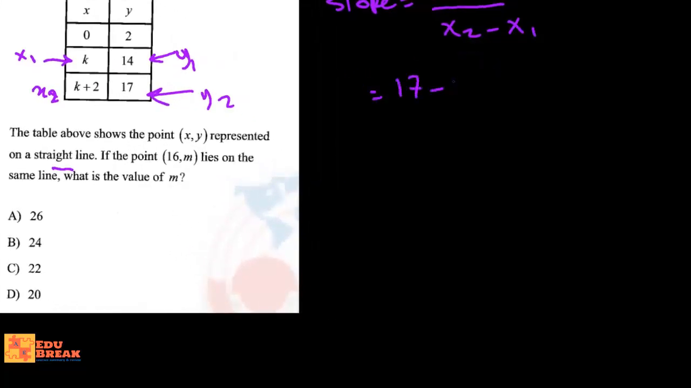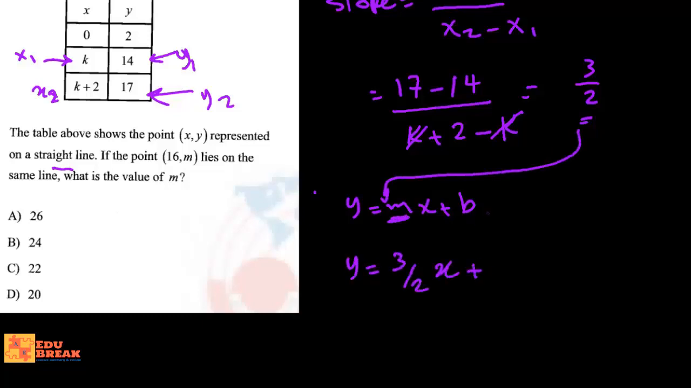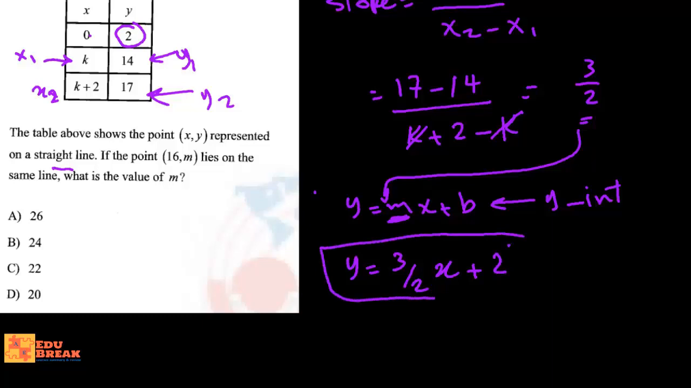So it will be 17 minus 14 over x2, which equals k plus 2, minus x1, which equals k, cancel. So it will be 17 minus 14 over 2, equals 3 over 2. So we have the slope equals 3 over 2. Okay? You know that from the equation of the straight line, y equals mx plus b, and m is the slope. So y equals 3 over 2 x plus b. You know that b is the y-intercept. We have the y-intercept, x equals 0, so the y-intercept equals 2. So this is the equation of the straight line.